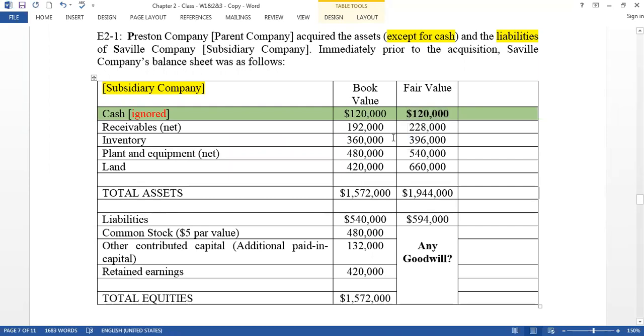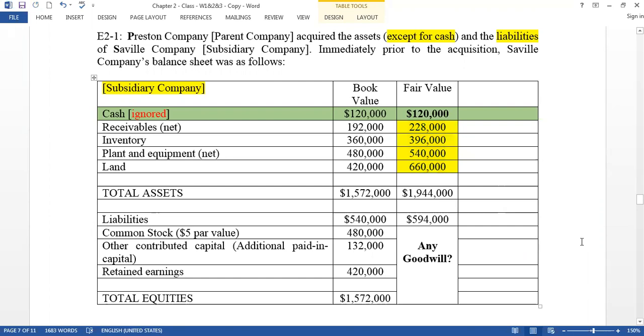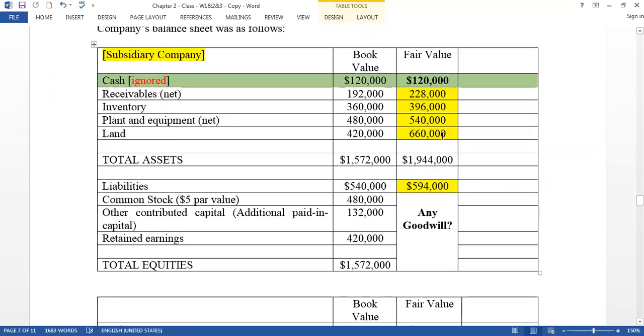So what do we buy? Actually, we buy their receivables at fair market value, right? Then we buy their inventory, we buy their plant and equipment, and we buy their land. So these are the items we are going to buy from them. And we also buy their liabilities. So these are the things we buy here.